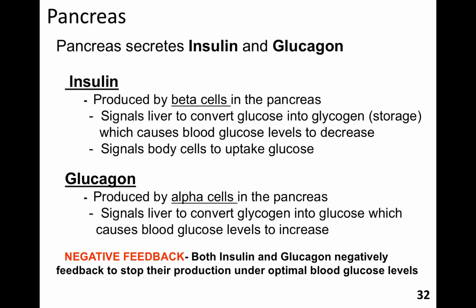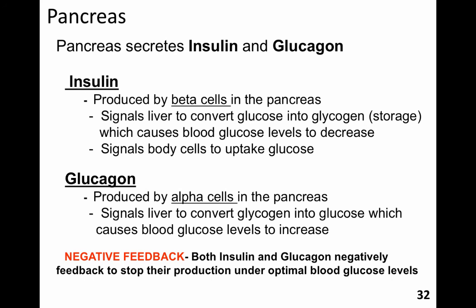And the pancreas is important, and it secretes insulin and glucagon. Insulin is produced in beta cells in the pancreas, and essentially it helps to signal to the liver to convert glucose into glycogen. Glycogen is the storage molecule, so basically it's a bunch of glucose bound together. And so this is going to help blood glucose levels decrease.